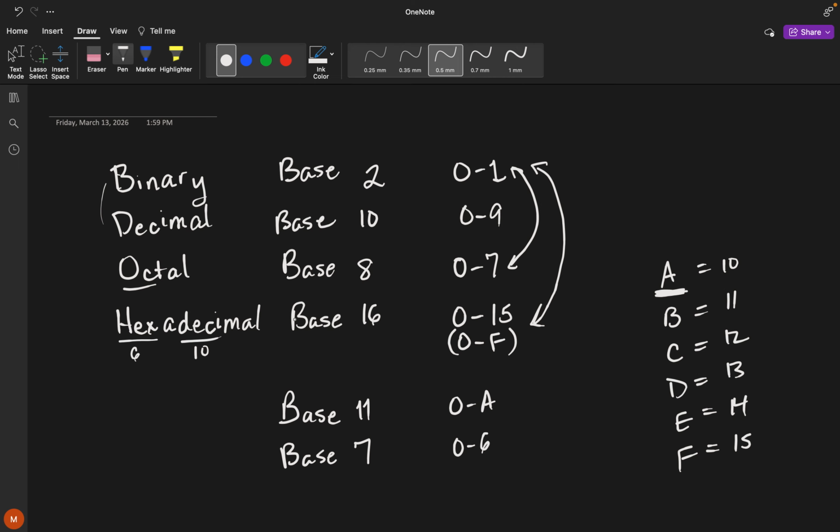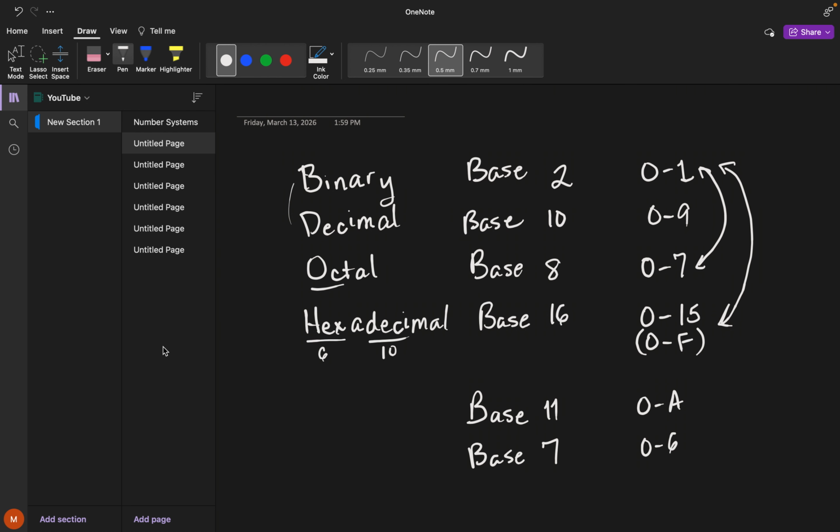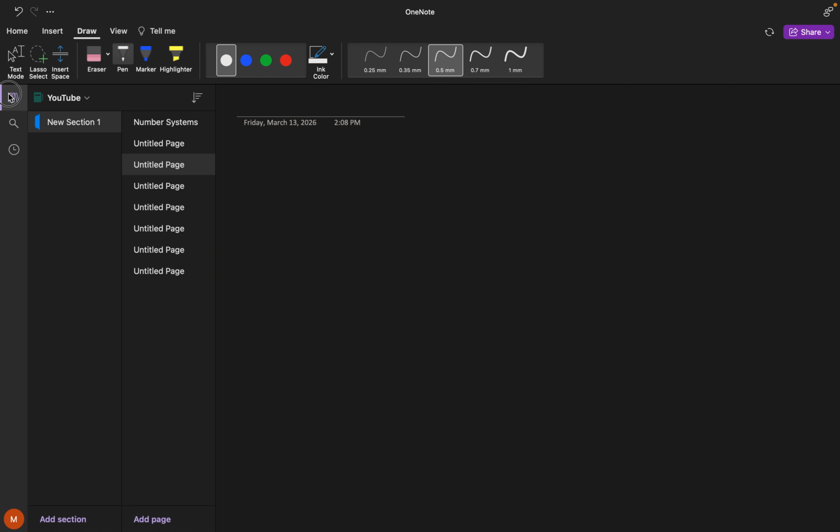So let's start with octal. There's a little connection that you might realize by now. 8 is 2 cubed. 2 to the power of 3 is 8. So that gives us a little hint of something we can do as a shortcut.